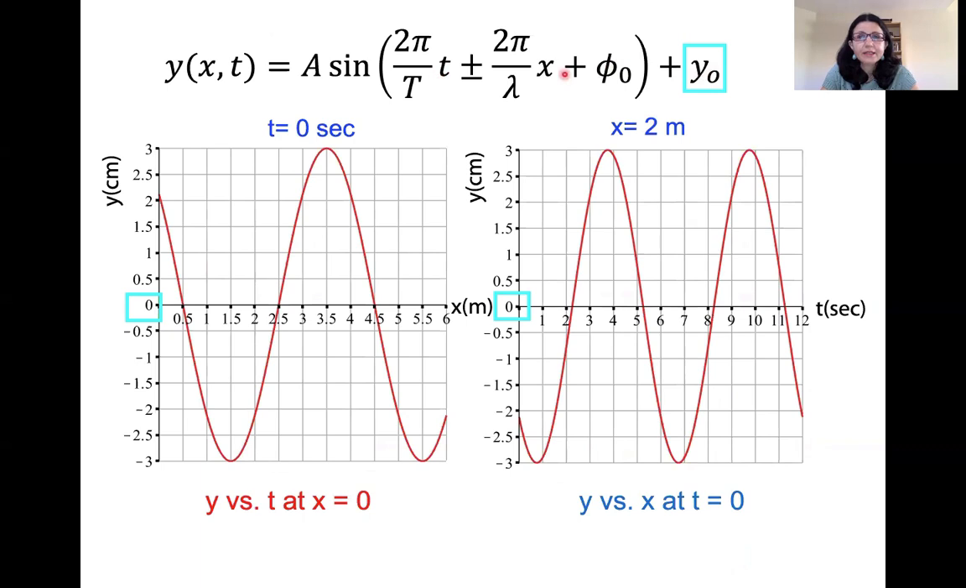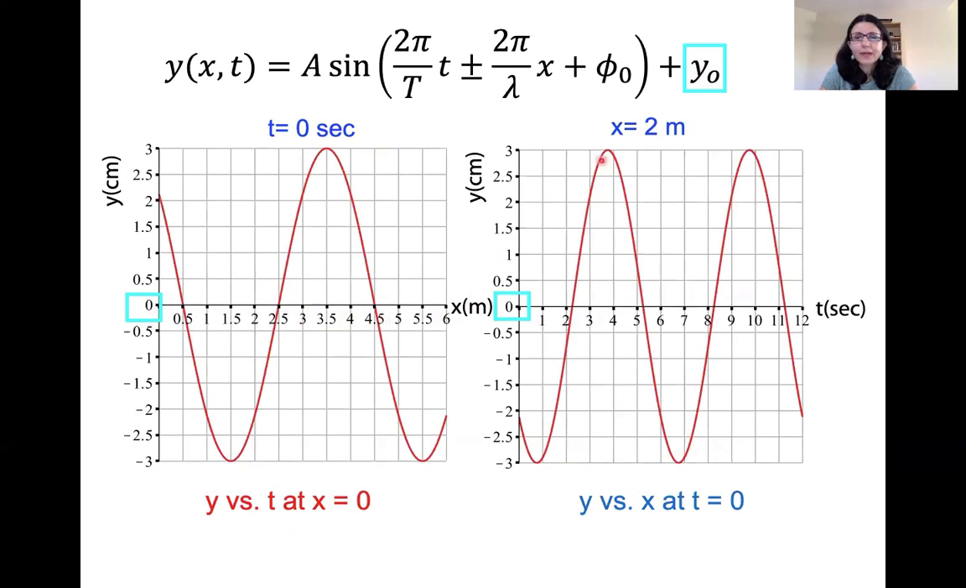Remember, x and t are the variables, but everything else, like the amplitude, the period, the wavelength, the phase constant, y naught, and the direction are fixed for a specific wave. So what is this y naught? Y naught is the equilibrium position. If we look at these plots, the equilibrium is right in the middle between the maximum and the minimum displacement, and in both of these, we see that that position is 0. That's often the most convenient position to choose for equilibrium, just to measure everything relative to 0.